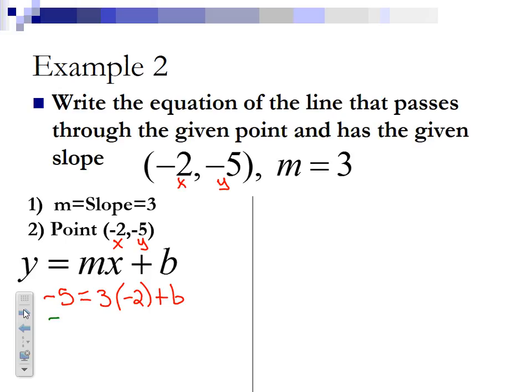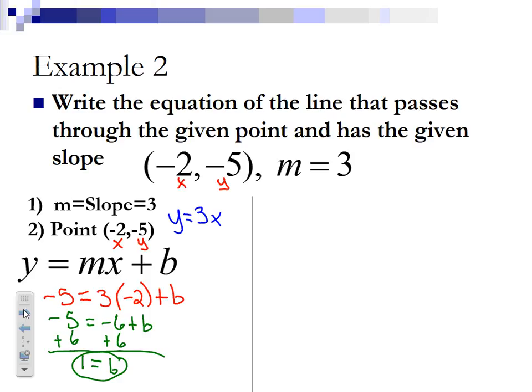So then I'm going to get -5 equals -6 plus b. To get b by itself, I add 6, and 1 equals b. Now that I found b, though, I'm not done. I actually have to rewrite it as an equation. So my answer is going to be y equals, my slope is 3x plus my b is 1. So that's going to be my answer. So that's one way we can solve this problem.